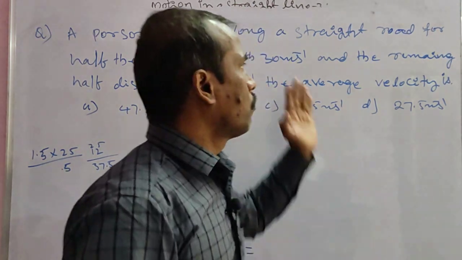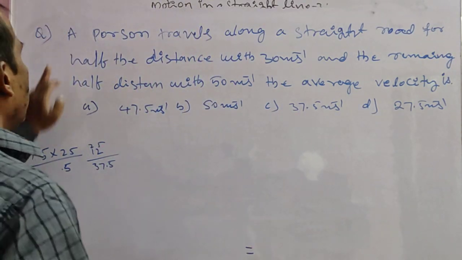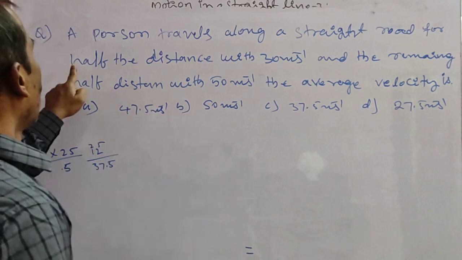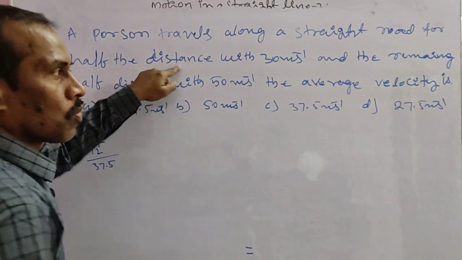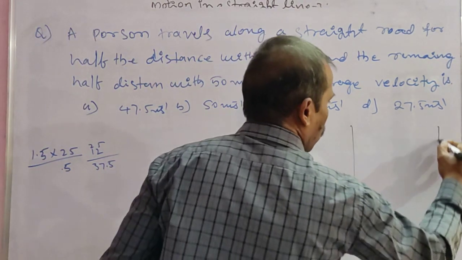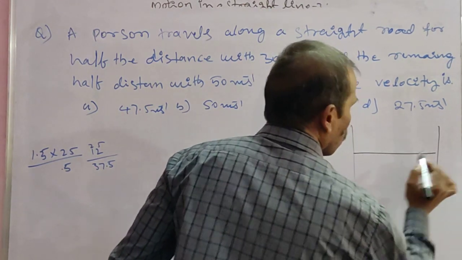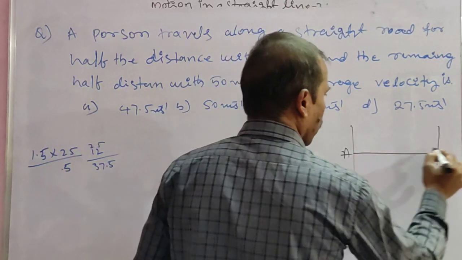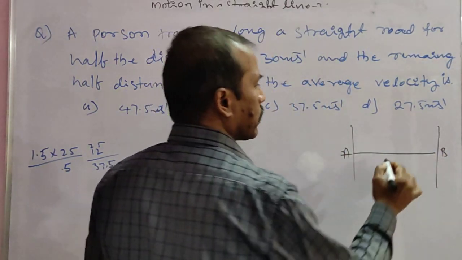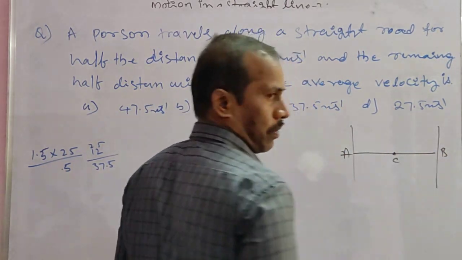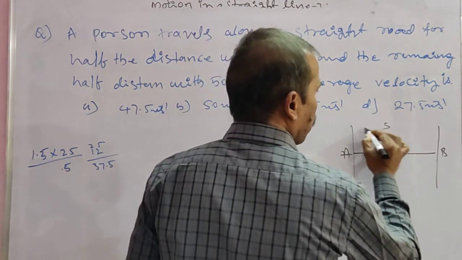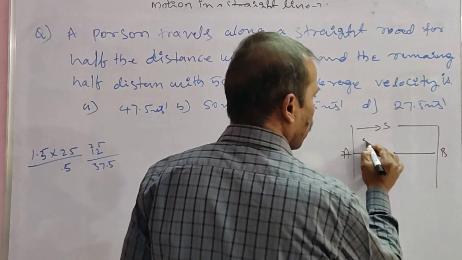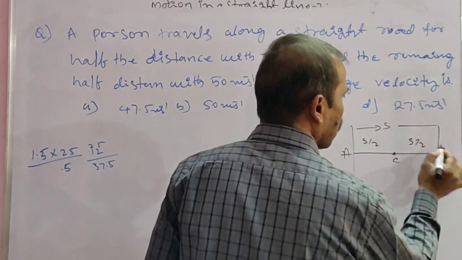How to solve this problem? First of all, listen. A person travels along a straight road for half of the total distance. For example, this is the total distance of the road, AB. Half of the distance means the midpoint, this is C. Total distance is s, so half of the distance is s/2, and the remaining half of the distance is s/2.